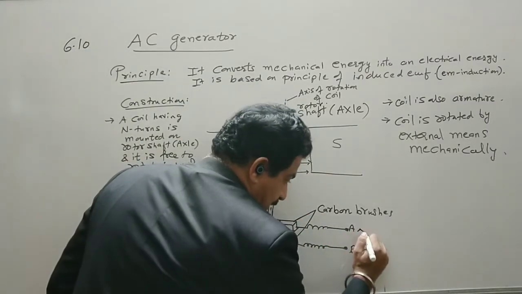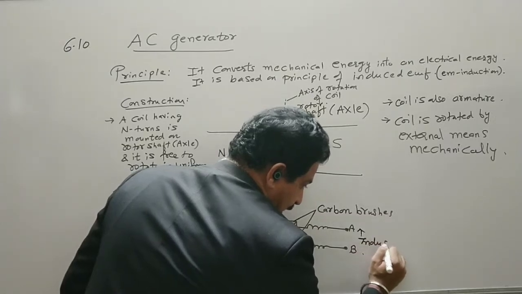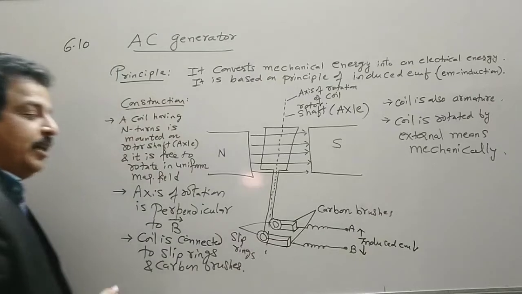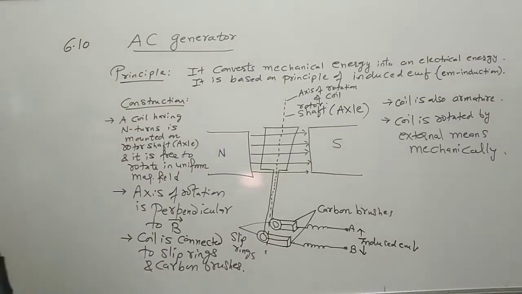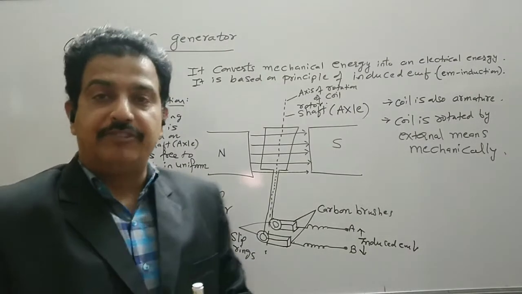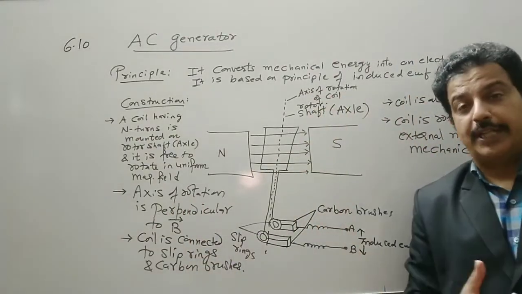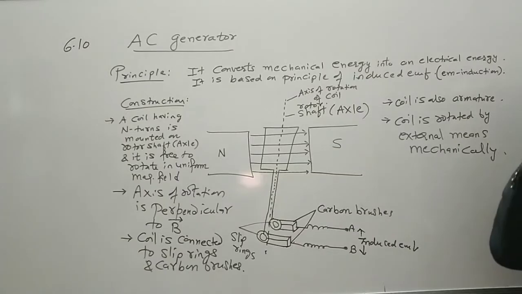So here there will be an induced EMF. We will see that one end will become positive, other end will become negative, and after a half cycle the polarity will reverse, because it will produce an AC current or AC voltage or AC EMF.